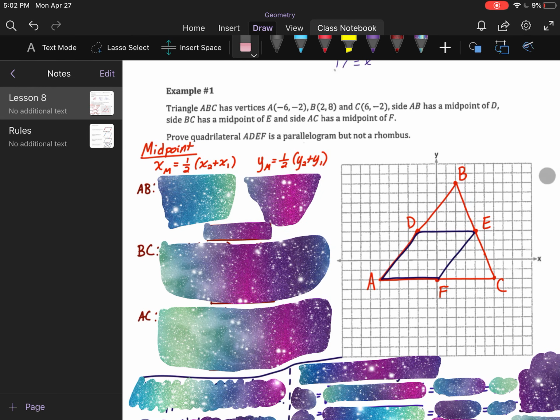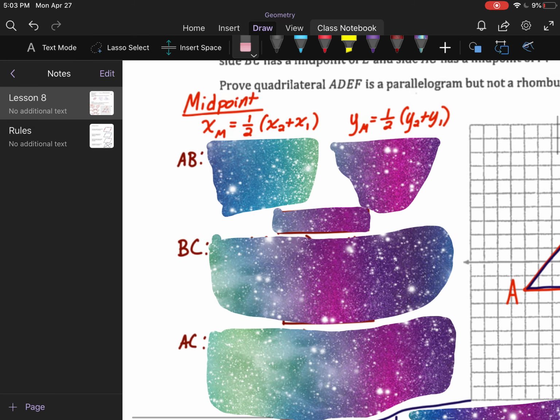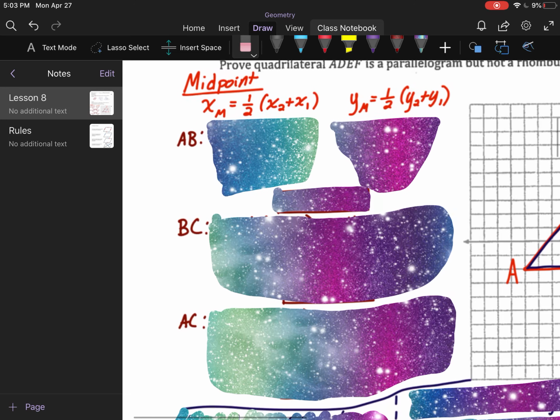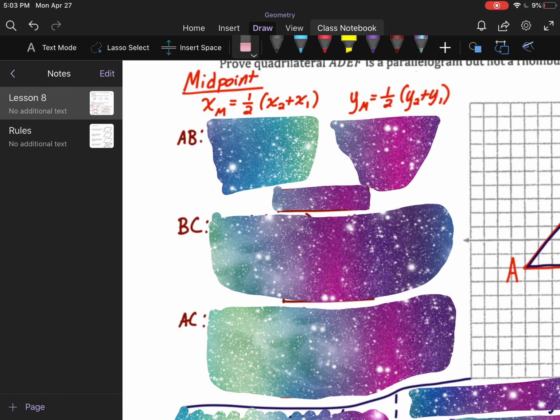For example 1, we have a triangle, and it says side AB has a midpoint of D, BC has a midpoint of E, and AC has a midpoint of F. Okay, so you can use your midpoint formula, or you can just look at your graph and find those midpoints. But for good practice, here's the midpoint formula, and you can do the midpoint for each of those.